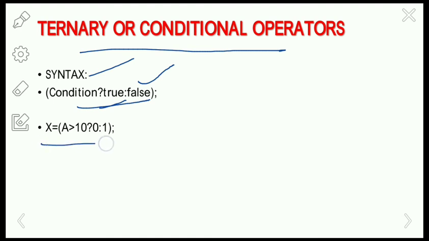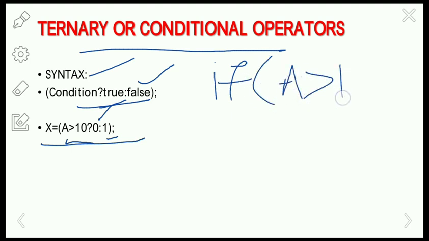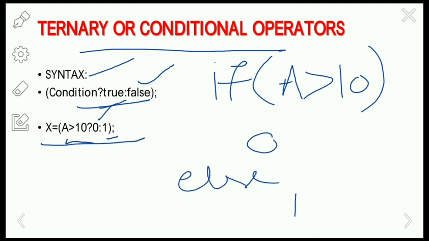So let us take an example here. In the x variable, if a is greater than 10, then assign the value 0, then the result will be 0, or else the result will be 1. So it will be similar to this: if a is greater than 10, then the value is 0, else the value is 1. So this is the meaning of the given statement.